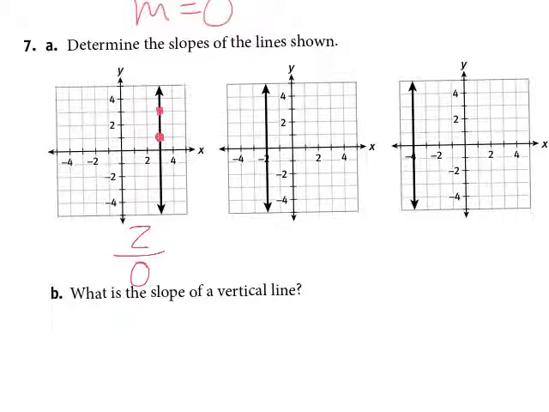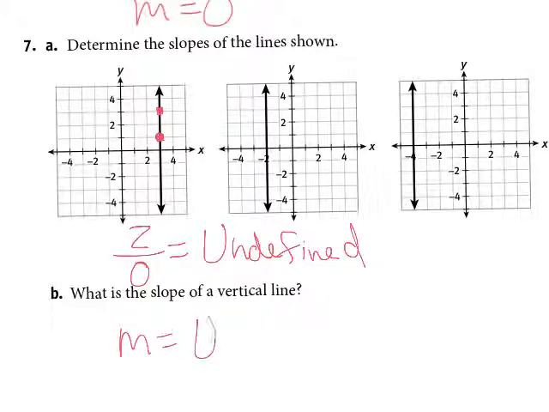So we call this undefined. Undefined. You can't divide by 0. Anytime you divide by 0, it's undefined. You can also just put UND period if you want to, as an abbreviation.